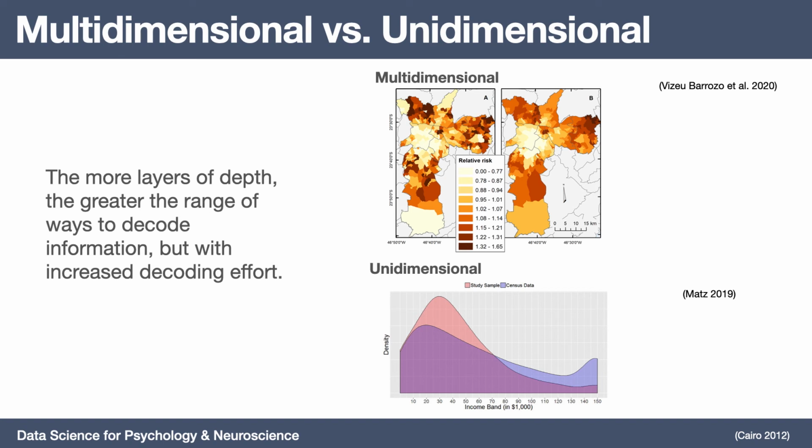Whereas with unidimensional features, like what you saw in the bottom, all we're looking at is probability distributions of income. Here it's a one-dimensional graph, and it shows me pretty clearly that in the census and this particular study sample, both distributions have incomes that peak roughly in the $30,000 to $40,000 a year range. I can get that information quickly with ease because I'm only looking along a single dimension.